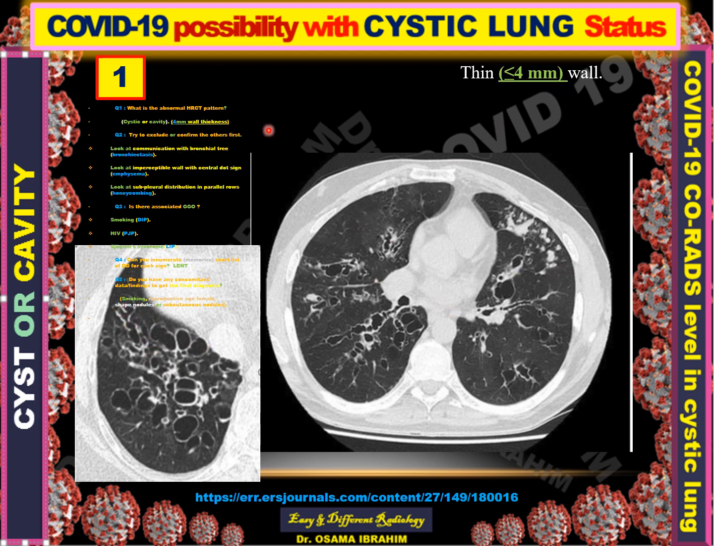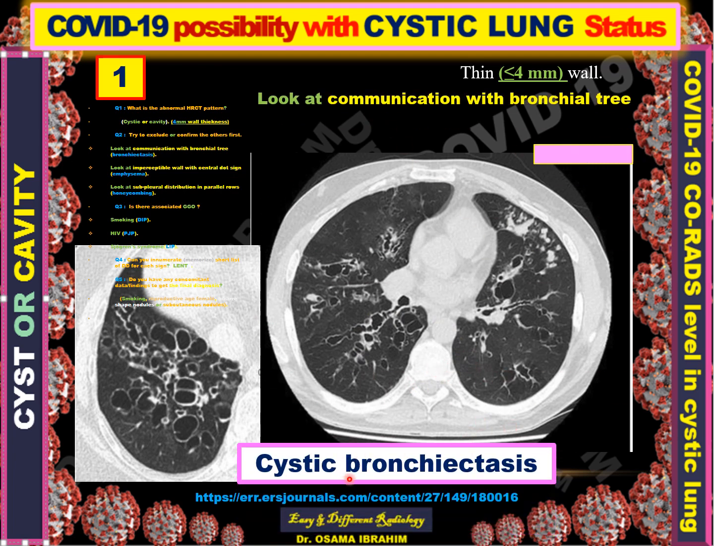And the first question, according to the map, is to look at the wall. If the wall is thin like this, less than 4 millimeters, I consider it a cyst, not a cavity. I consider it a cystic lung pattern, not a cavity. And with these communications, the diagnosis of cystic bronchiectasis is very easy. Also, due to these consolidations and nodules as associated findings with the cystic lung, it is considered CO-RADS 2. I exclude CO-RADS 3, 4, 5, because there is no ground glass opacity. So it is CO-RADS 1 or 2, however, the presence of these nodules upgrades it to CO-RADS 2, which means low possibility of COVID-19 infection.